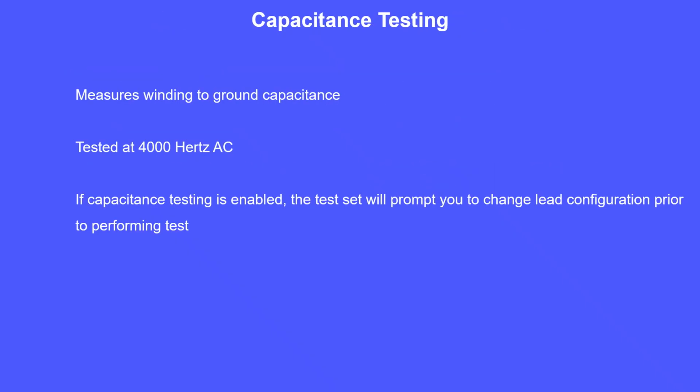Capacitance testing measures the winding to ground capacitance. It is tested at 4000 Hz. It is recommended to perform this test at the motor rather than at the starter and through the long motor lines that are connecting the motor to the starter. If capacitance testing is enabled, the test set will prompt you to change the lead configuration prior to performing the test.